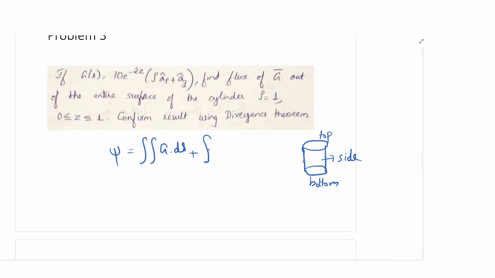The total surface integral of G dot ds can be divided into three parts: the surface integral of G dot ds for the top part, plus the surface integral of G dot ds for the bottom part, plus the surface integral of G dot ds for the side. So this is how you should take it.